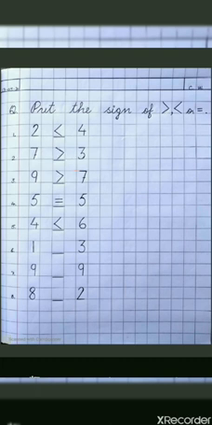The next is, which number is greater in 9 and 7? So 9 is greater than 7. In the next question, 5 and 5 both are equal. So we will put the sign of equal to. The rest of the questions are for you.